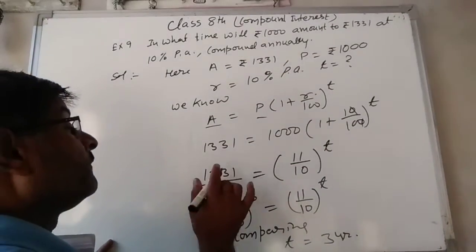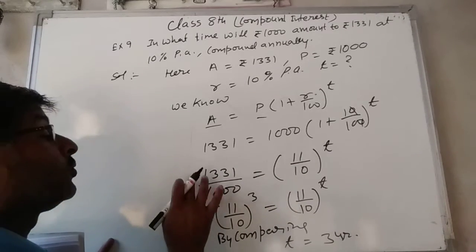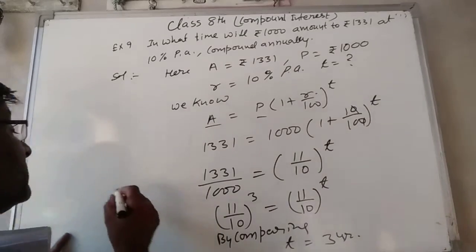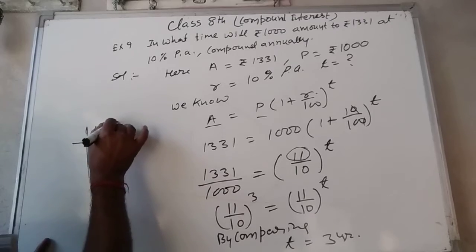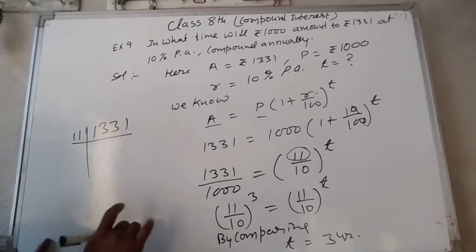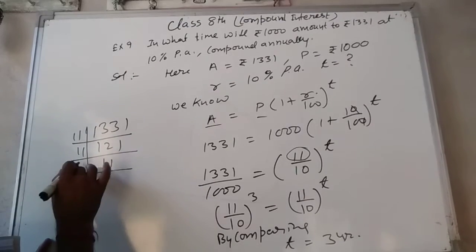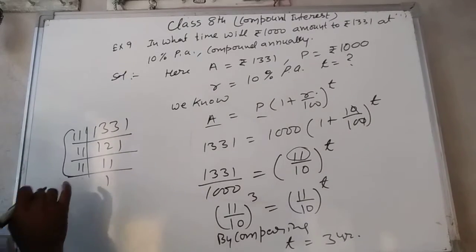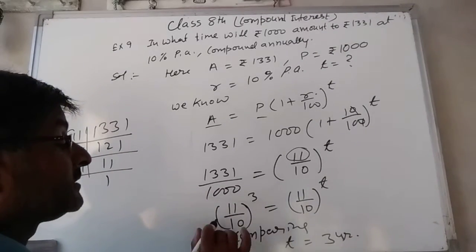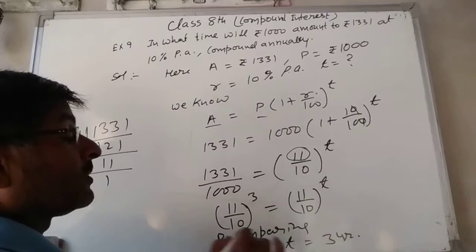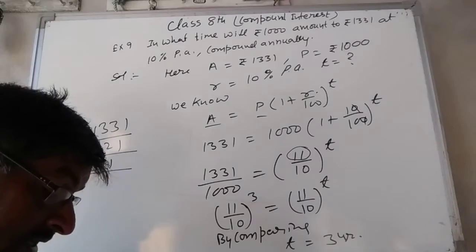Now you have to express both numerator and denominator. Firstly, if any common factor is there, you have to cancel it. If no common factor is there, and 11 is the base, you have to factorize it in the form of only 11. You divide by 11 each time: 121, then 11, then 1. So 11 is multiplied 3 times, so you can give the power 3 to each. Now you can see that on both sides the bases are the same, so the powers are also the same. So we get the time, 3 years, which is required in this question.